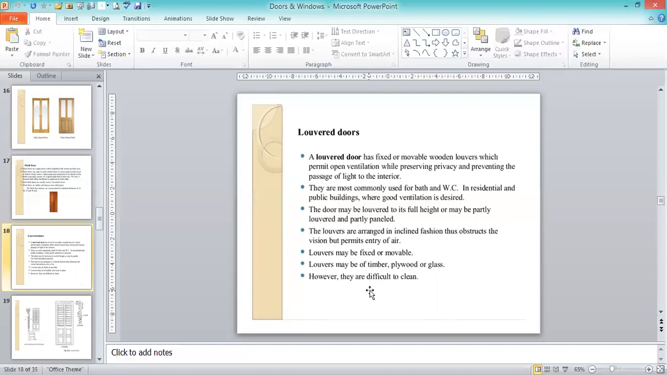They are most commonly used in bathrooms and water closets, in residential and public buildings where good ventilation is desired. We provide openings with louvers. Louvers may be fixed or mobile, and may be made of timber, plywood, or glass.